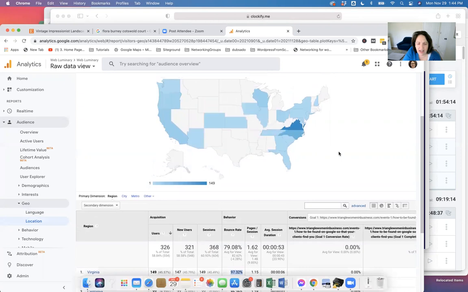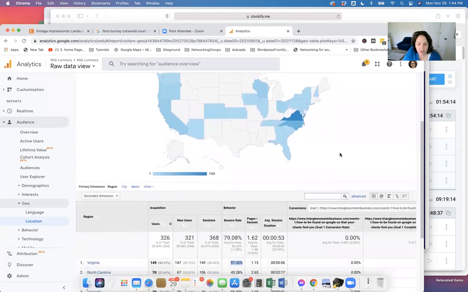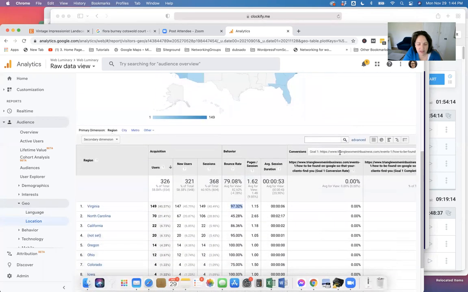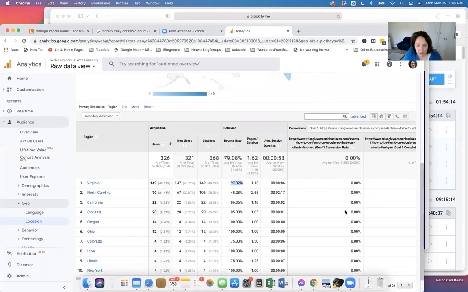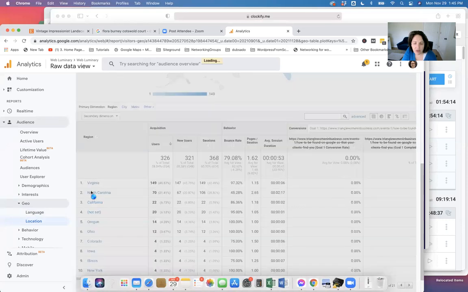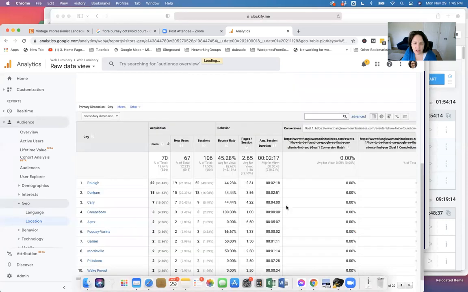This is every state that is found. So for some of these small businesses, some of this data makes no sense at all. If you are a painter and you work in North Carolina only, you really only care about this. So again, I'm under audience, geo, location. North Carolina's got 70 people. I don't know. Okay, and it tells me what towns. It's Raleigh, Durham, Cary.